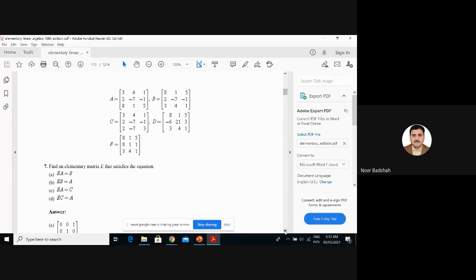In 7, they are saying find an elementary matrix E that satisfies the equation EA is equal to B. How do we get B from A? How do we get B from A? By applying elementary row operation. So you see that row number 1 and row number 3 are interchanged. So which elementary matrix will it be? The same operation applied to the identity matrix will give you the elementary matrix. Do you understand what I'm saying?